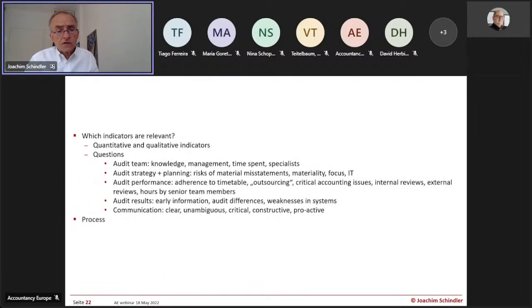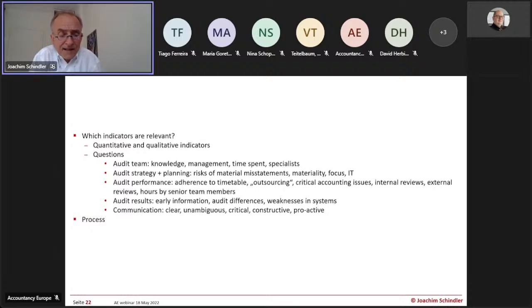So let's go now to the main aspect from my perspective, which are the relevant indicators. I'm aware of various initiatives, certainly not all of them, where people have come up with audit quality indicators. To some degree, they are fairly similar, but to some extent views differ. Not surprisingly, because regulators in some respect have a different perspective compared to audit firms or academia.